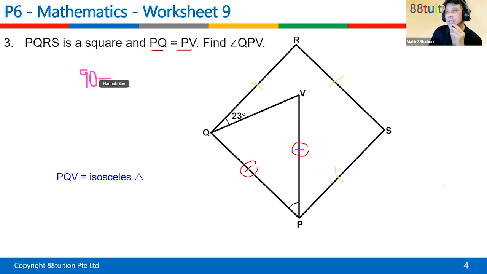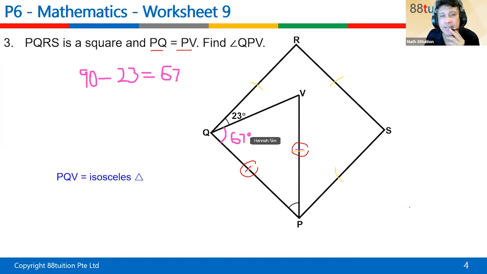Let's see. 90 degrees minus 23. I can tell where she's coming from. She's talking about the corner of the square. Correct? So the corner of the square, you notice she now marks that angle. That is 67. Because 67 plus 23 will get you your 90 degrees, which is the corner. Very good.